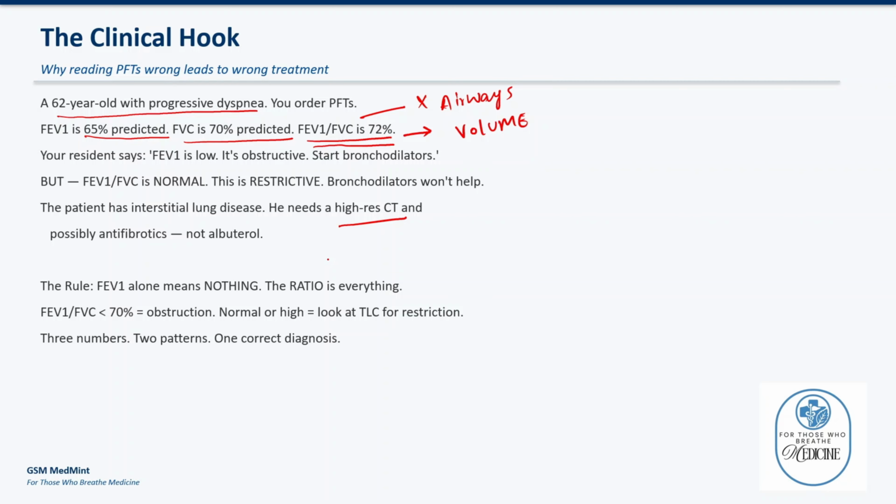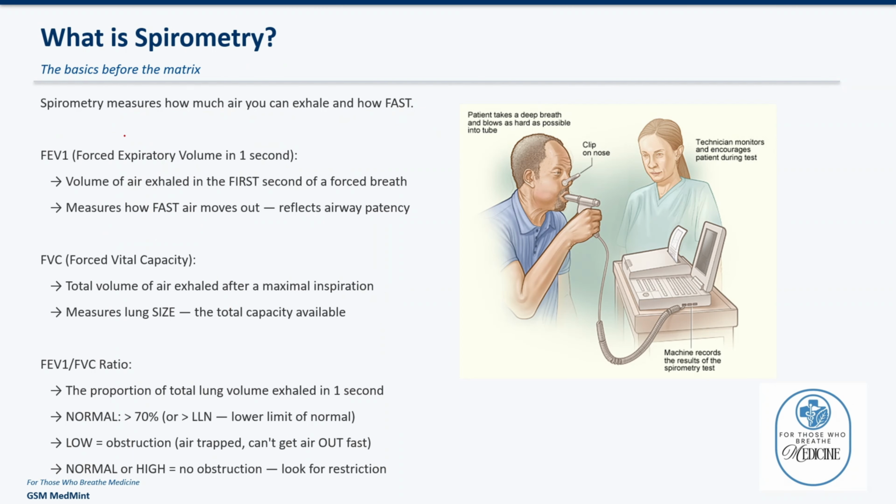The rule is simple. Stop guessing based on the symptoms. Read the pulmonary function test like a pulmonologist. Three primary parameters, the FEV1 over FVC, the TLC and DLCO. These tell you everything. So before we decode the matrix, let's review the basics.